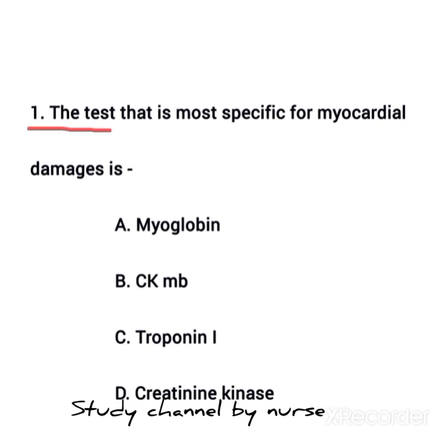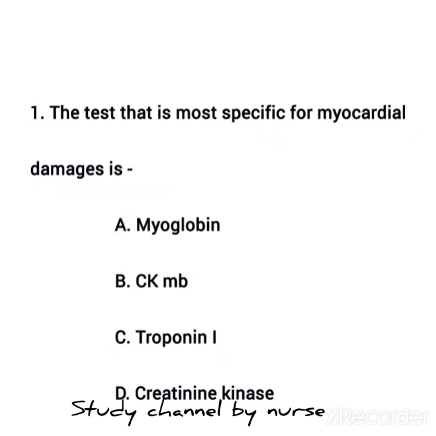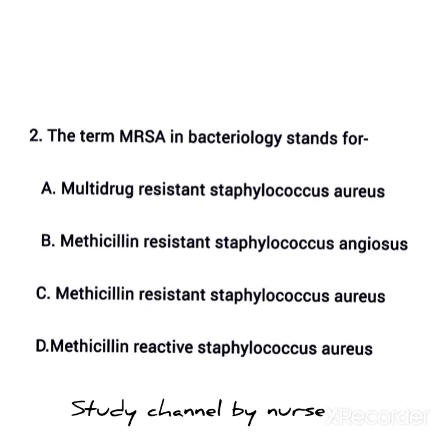The test that is most specific for myocardial damage is option A myoglobin, option B CKMB, option C troponin I, option D creatinine kinase, and the correct answer is option C troponin I. Next question number 2.